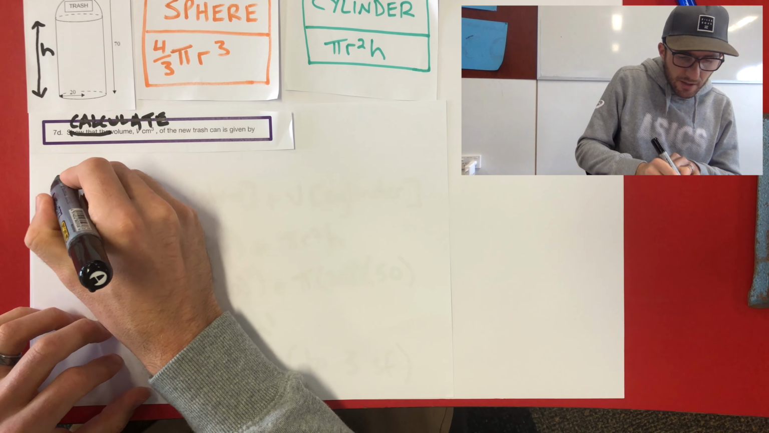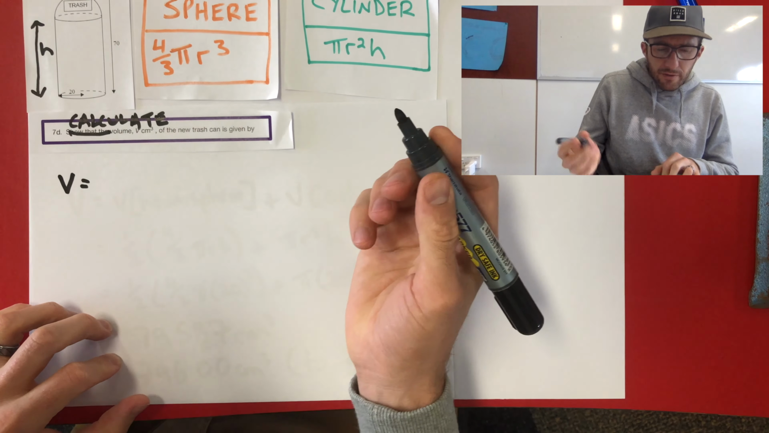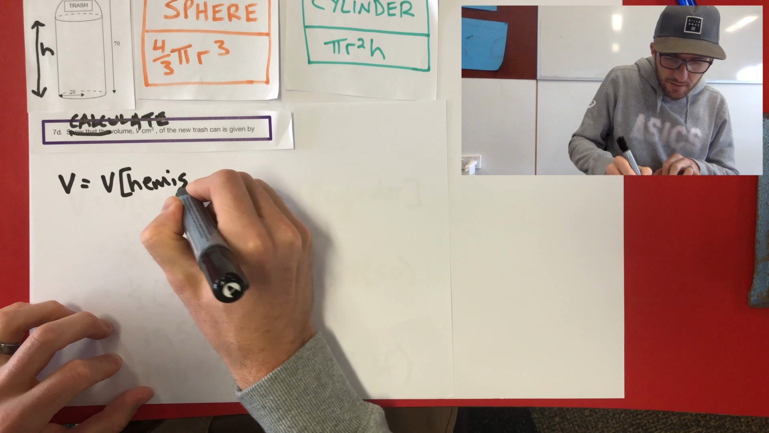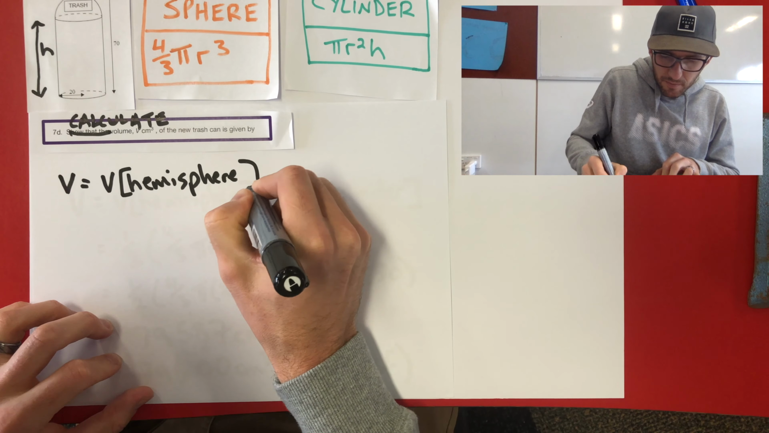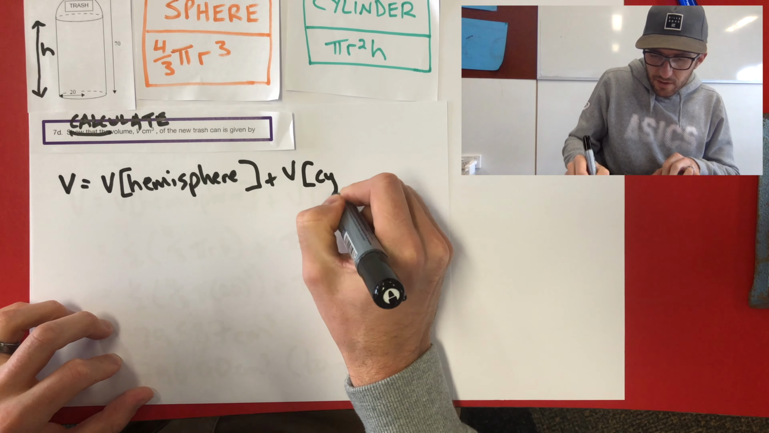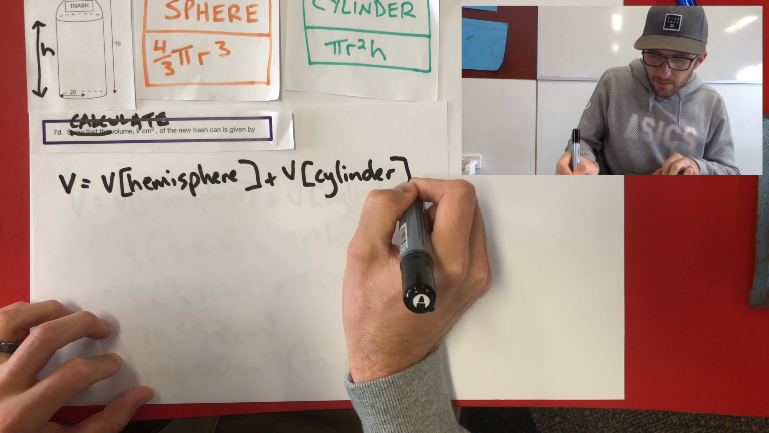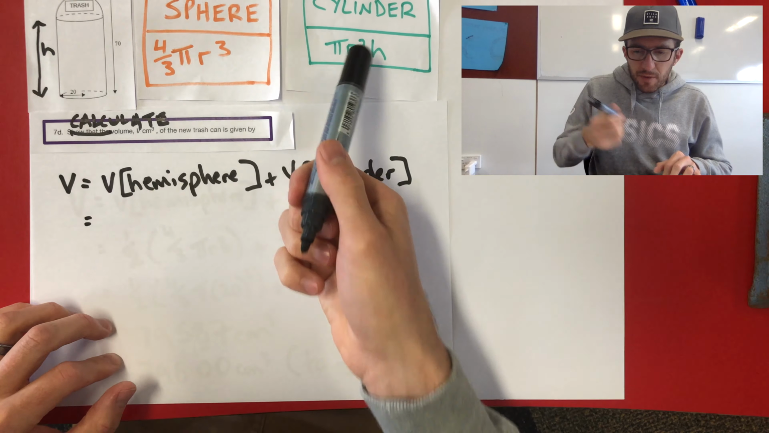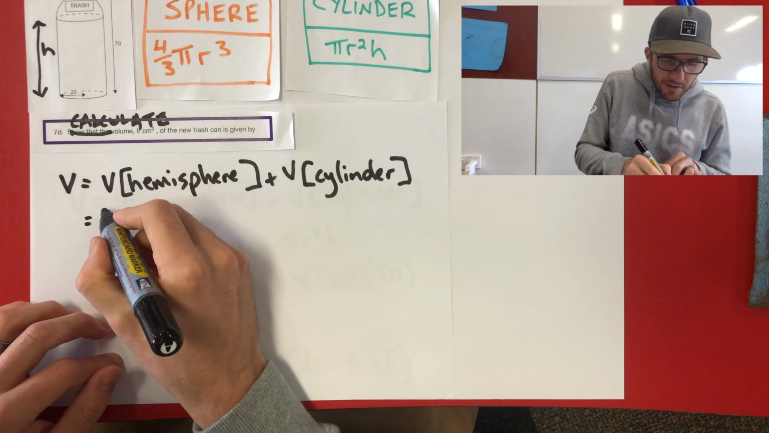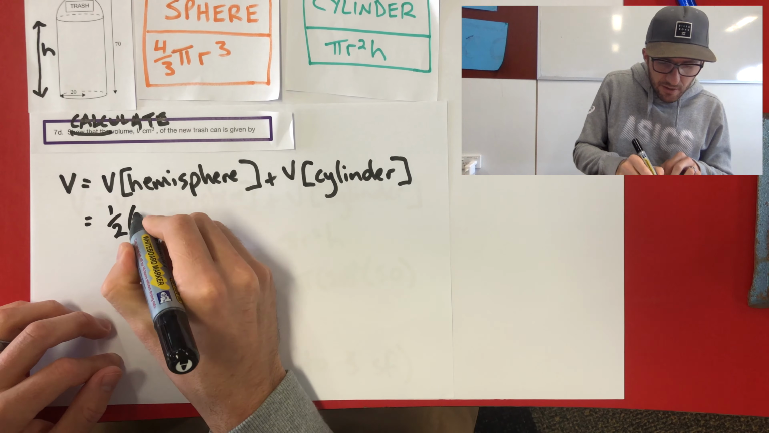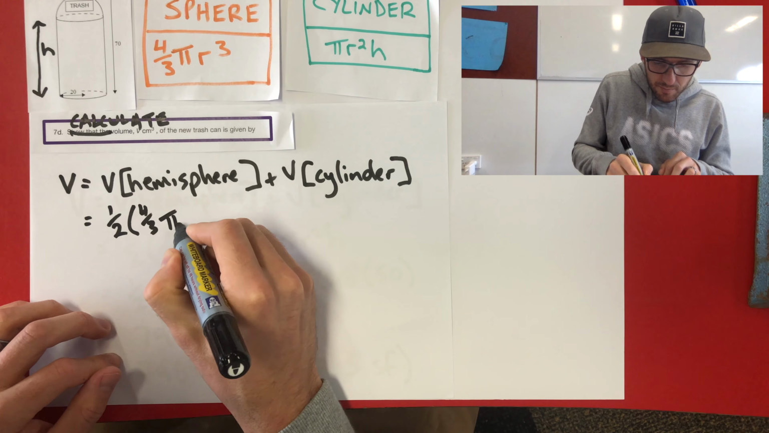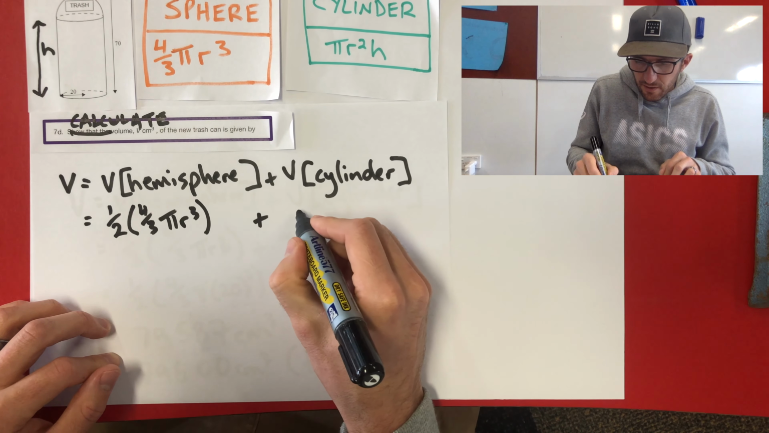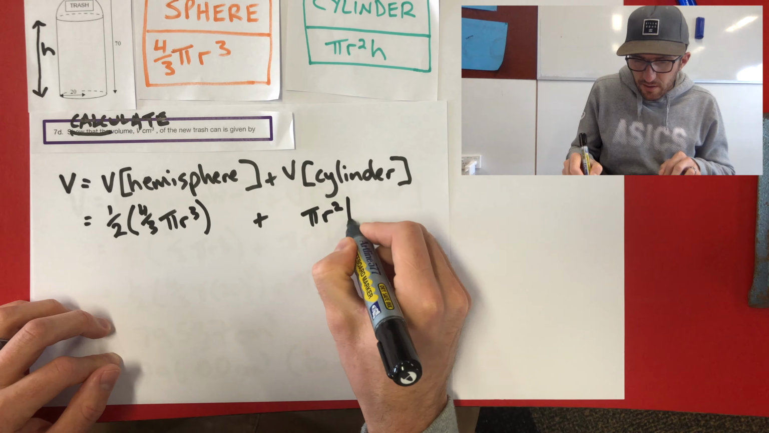So this is a bit like in part B. We know that the volume of the trash can is made up of the volume of a hemisphere plus the volume of a cylinder. Now we're just going to substitute our formulas back in. Here are our formulas up here. So for the hemisphere, half of 4/3 pi r cubed, plus the volume of a cylinder, pi r squared h.